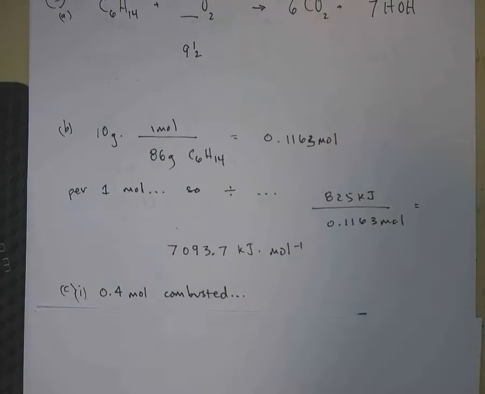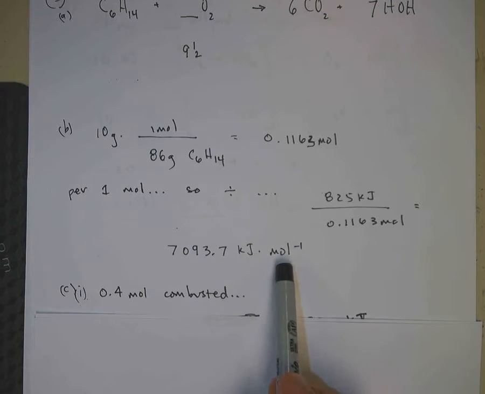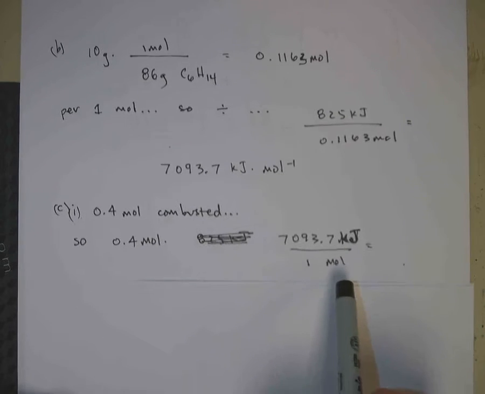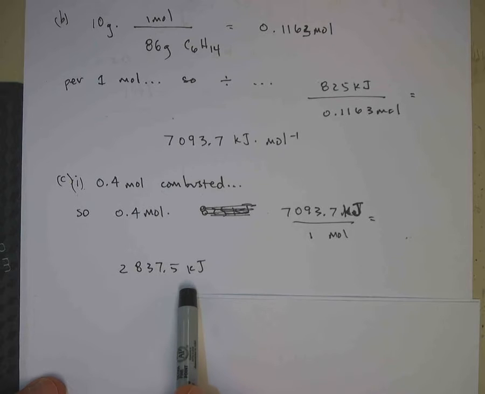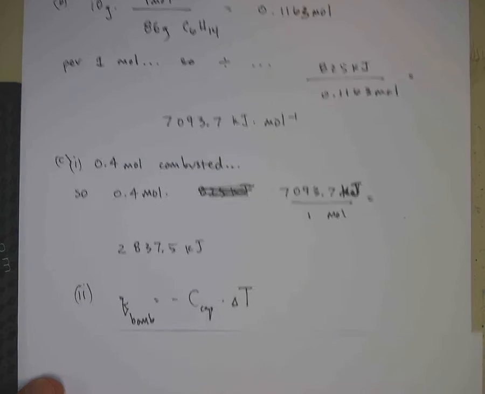So since there's 0.4 moles combusted, multiply that by the 7093, because that's how many kilojoules are formed when 1 mole is combusted. So 0.4 times 7093 gives you 2,837.5 kilojoules. Part 2 then says it's in a bomb calorimeter.